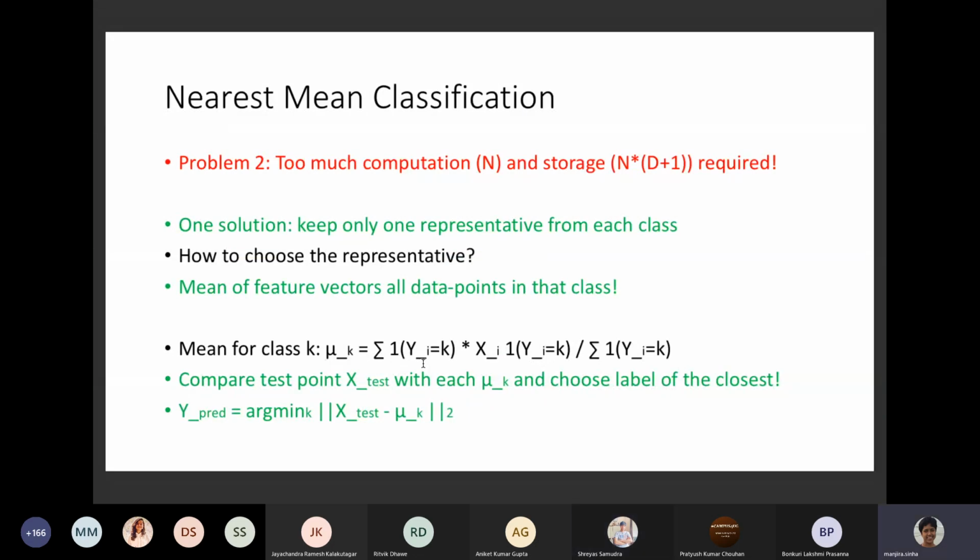Yes. So basically what we are doing is that we are taking all the training data points which have the class label k. So this is a 0, 1 function. That means if y equals k, then this value is 1. So we will take this particular training example, and if y is not equal to k, then it will become 0, and that particular training example will not be considered.